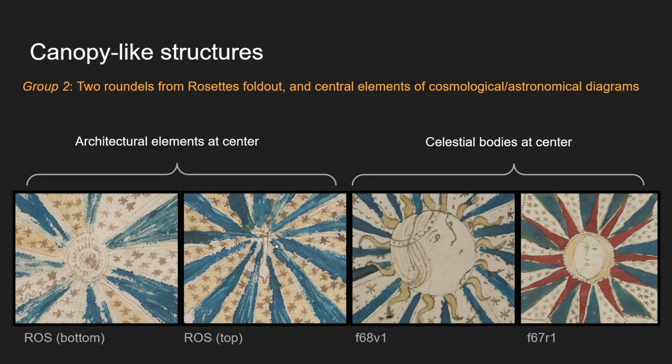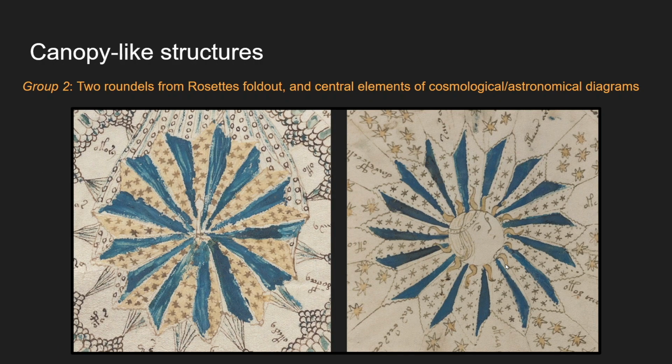The central elements reveal how each section uses its canopies in its own way. In the rosettes fold-out, the central elements are architectural. We recognize a finial in the top rosette, in the same style as those in Choir 13, and the bottom rosette contains something resembling an ornamental projection found at the intersection of roof vaulting. The cosmological diagrams, on the other hand, have celestial bodies at their center. These are similar structures used in different contexts. They are placed in and adapted to different environments.